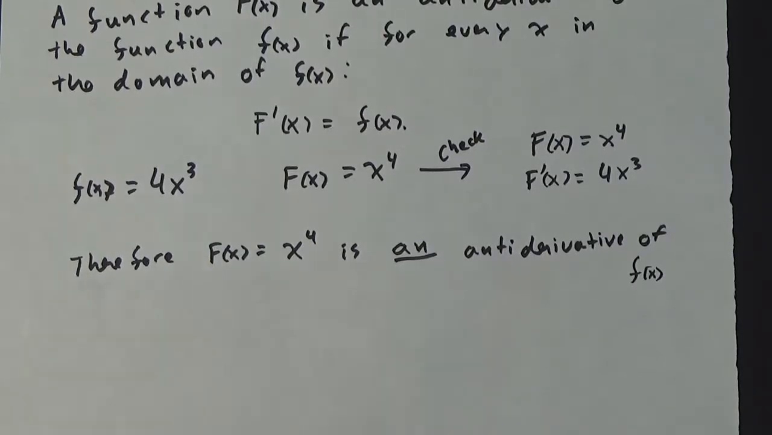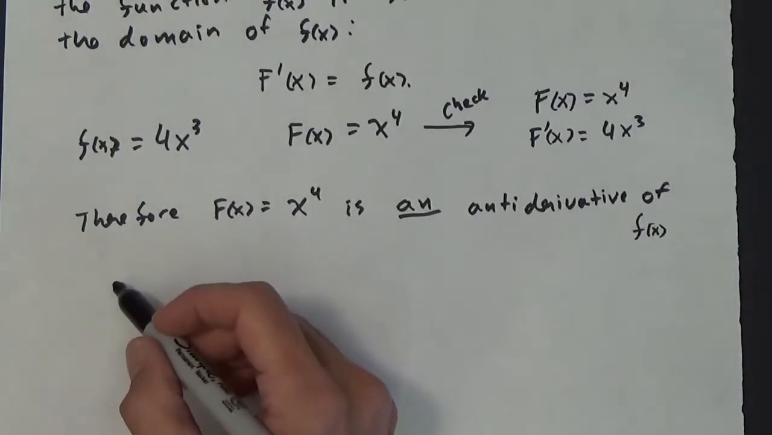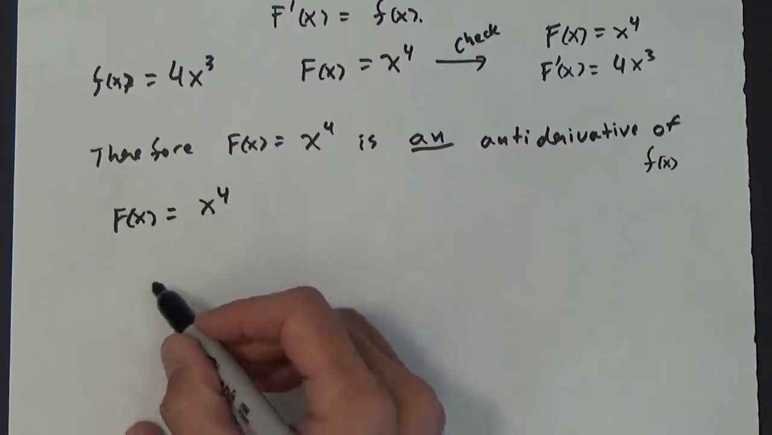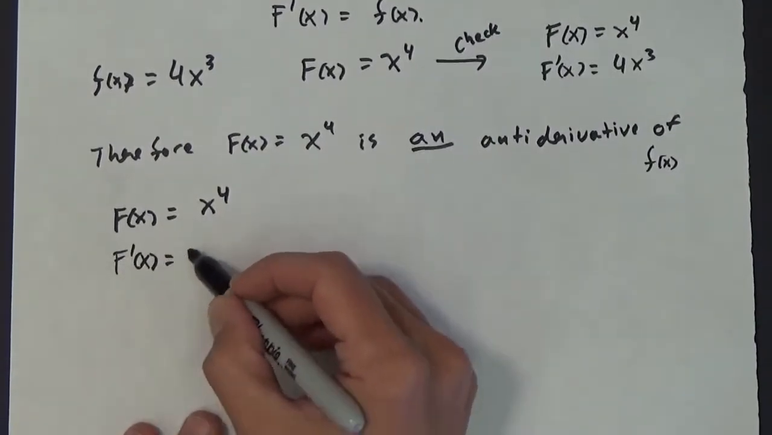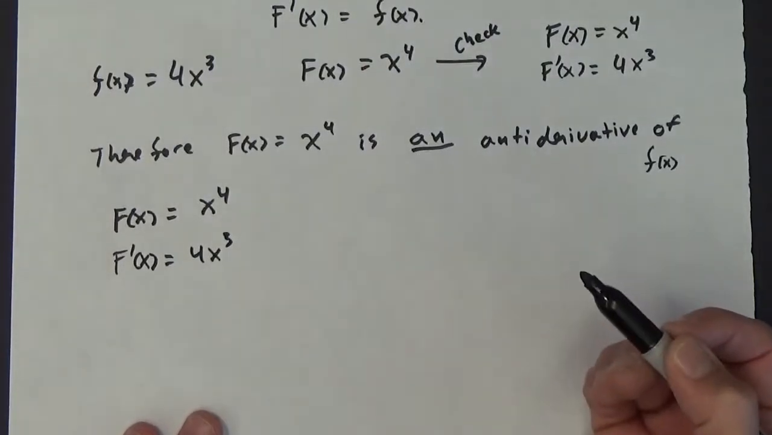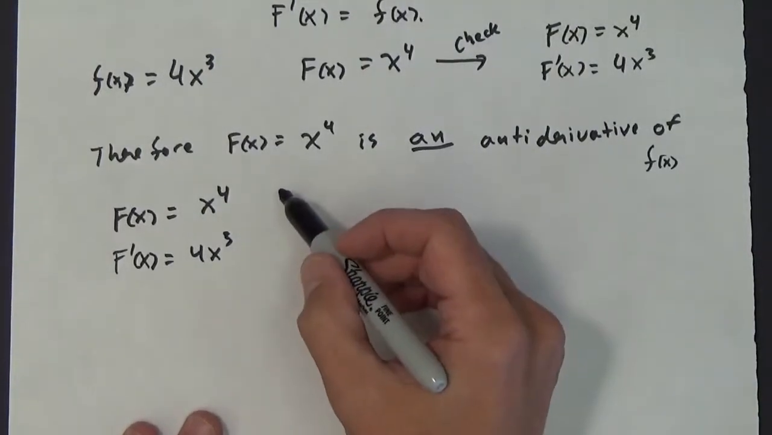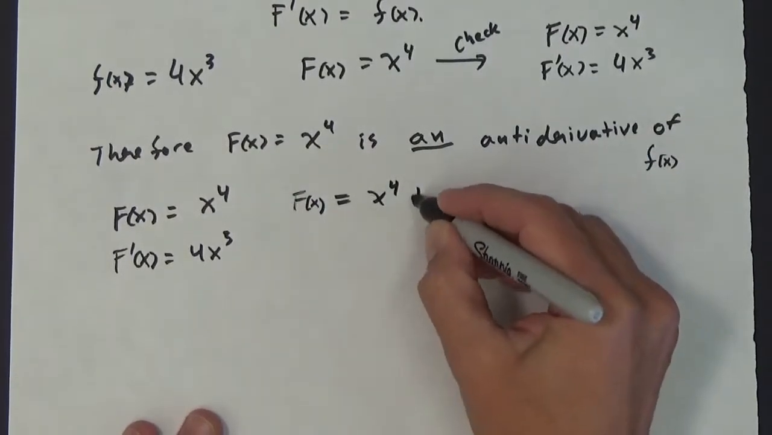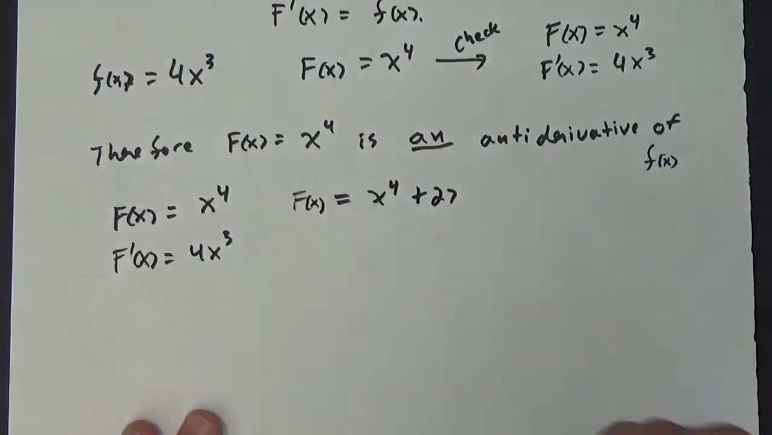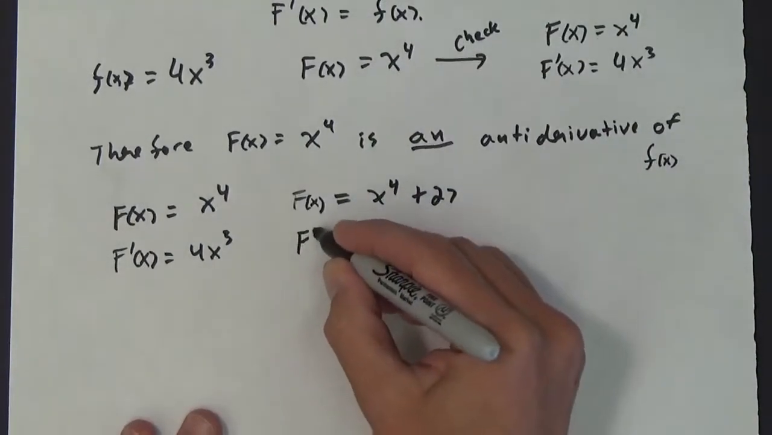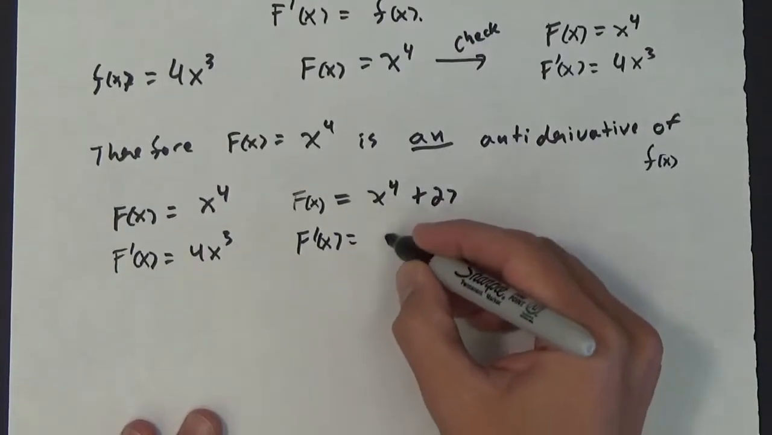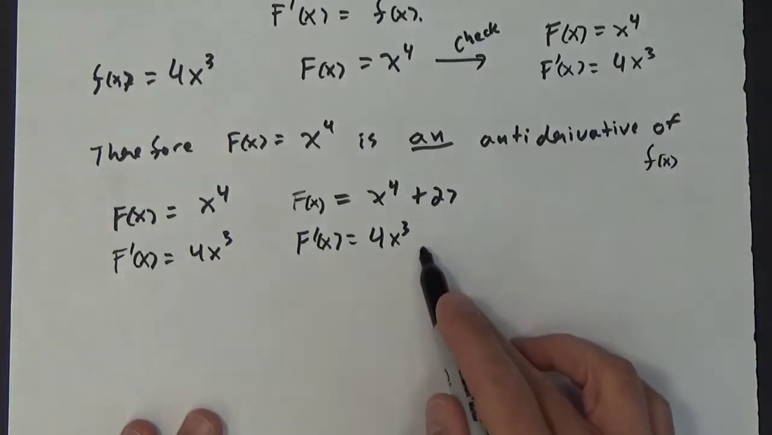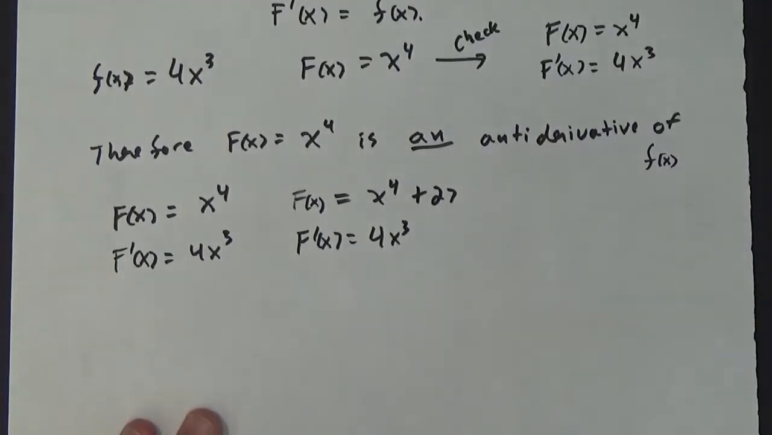So let's take a look at some things. Let's say I have f of x equals x to the fourth, and we already showed that the derivative of that is 4x cubed. Well, let's try this one. Let's say we have f of x equals x to the fourth plus 27. What's the derivative of that? Well, f prime of x: the derivative of x to the fourth is 4x cubed, and the derivative of 27 is 0. So we end up with 4x cubed.